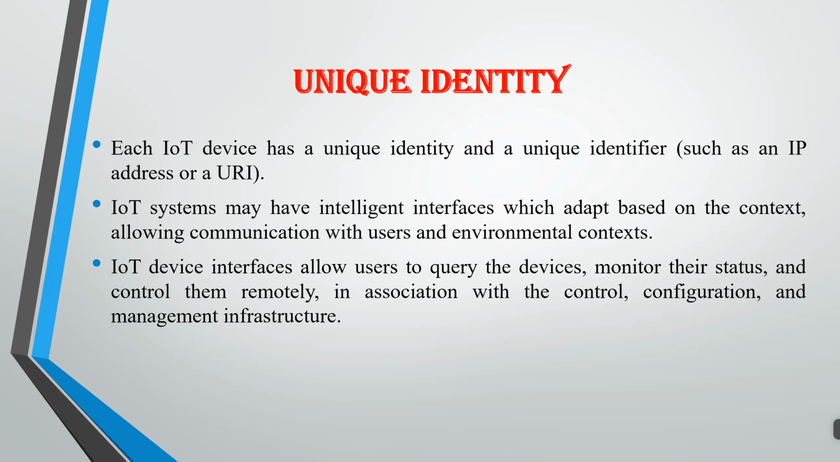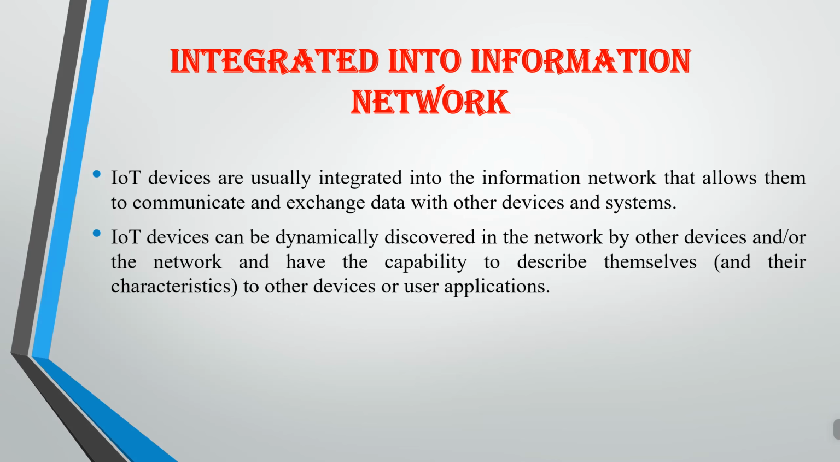See, for all these activities, you have to make all these devices identified uniquely. It's one of the characteristics, so that you can control, configure, and manage the infrastructure. Moving on to integrated into information network. That's one more characteristic. IoT devices are usually integrated into an information network that allows them to communicate and exchange data with other devices.